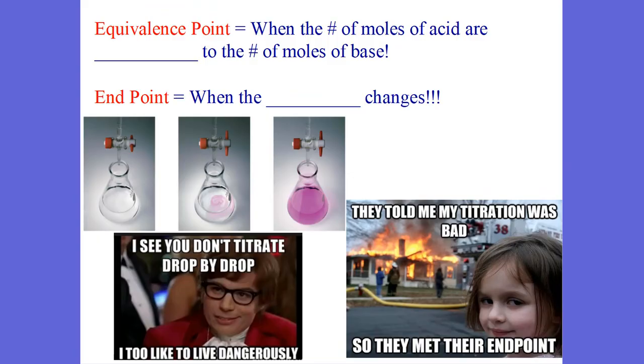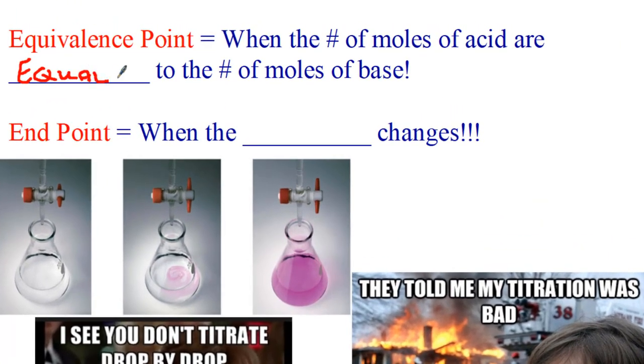So we have two things we need to know about a titration: the equivalence point and the end point. They're two different things, but they're going to be very similar. I want them to be relatively the same. The equivalence point is when the number of moles of acid equals the number of moles of base, and that's when I use M1V1 equals M2V2. So I'm going to use a calculator to find the equivalence point.